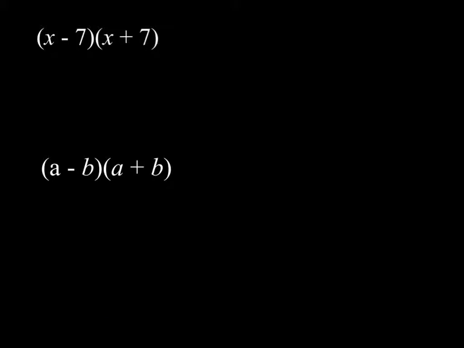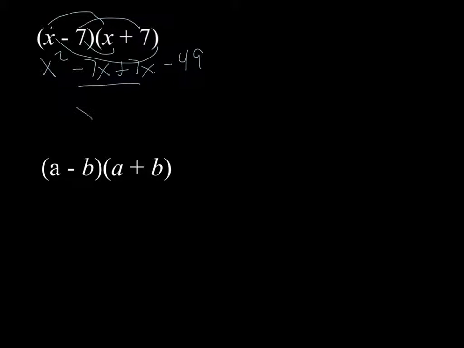Okay, now there is another special case. And that happens, well, let's go back to the multiplying part here. When I do x times x here, I'm going to get x squared. The outer and inner terms would be negative 7x and positive 7x. And the last is going to give me a negative 49. Notice how these two now cancel out, and you're left with x squared minus 49.